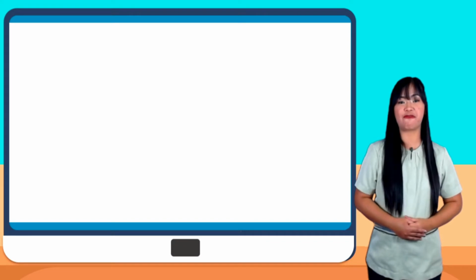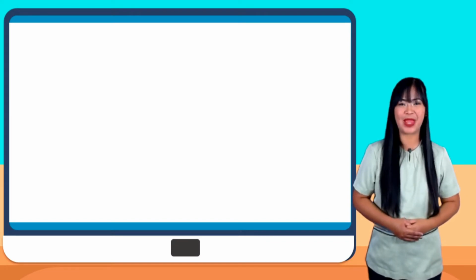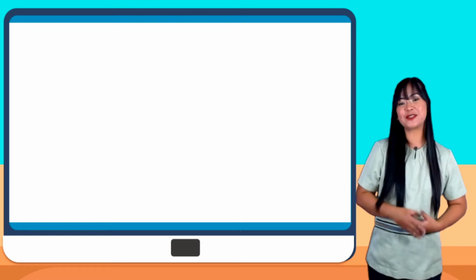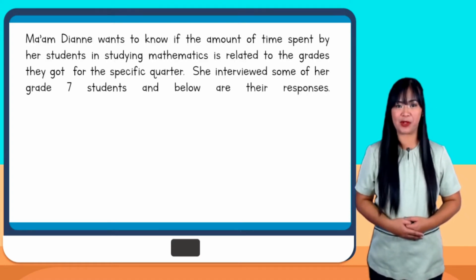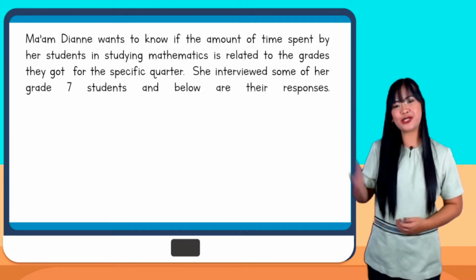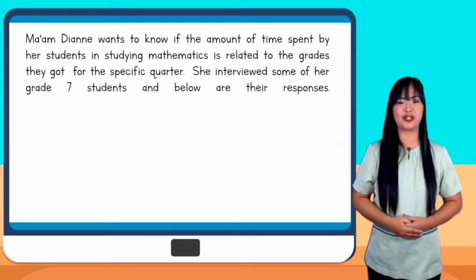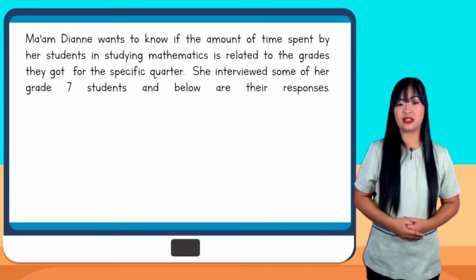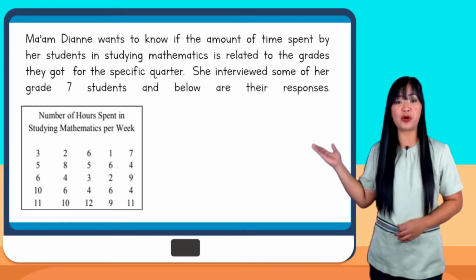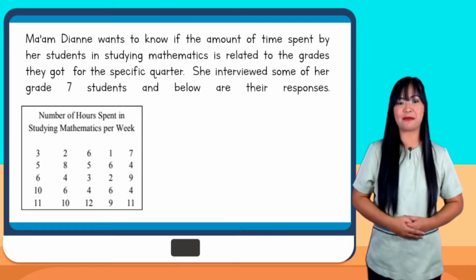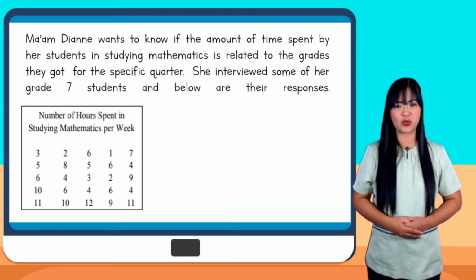Do you know how to make a frequency distribution table? We will do this step by step, so listen very carefully. Let us take a look at this example. Ma'am Dayan wants to know if the amount of time spent by her students in studying mathematics is related to the grades they got for a specific quarter. She interviewed some of her grade 7 students and their answers are shown here. It is a list of the number of hours spent in studying mathematics per week by Ma'am Dayan's students.